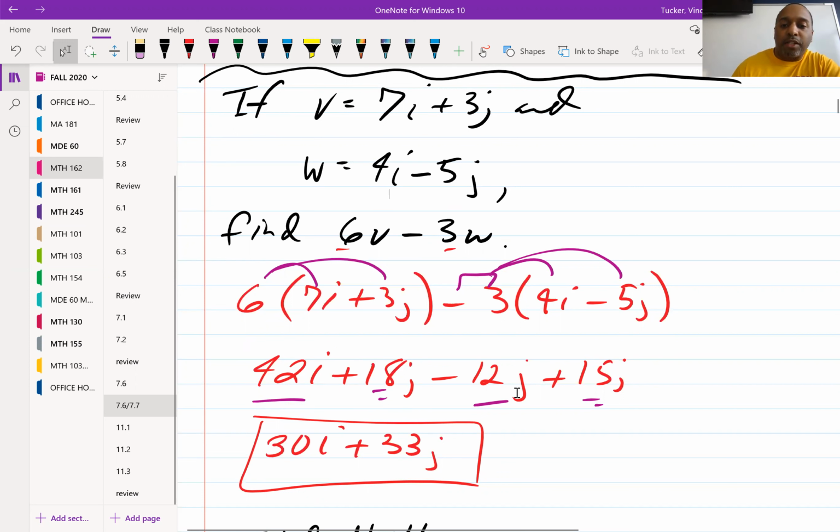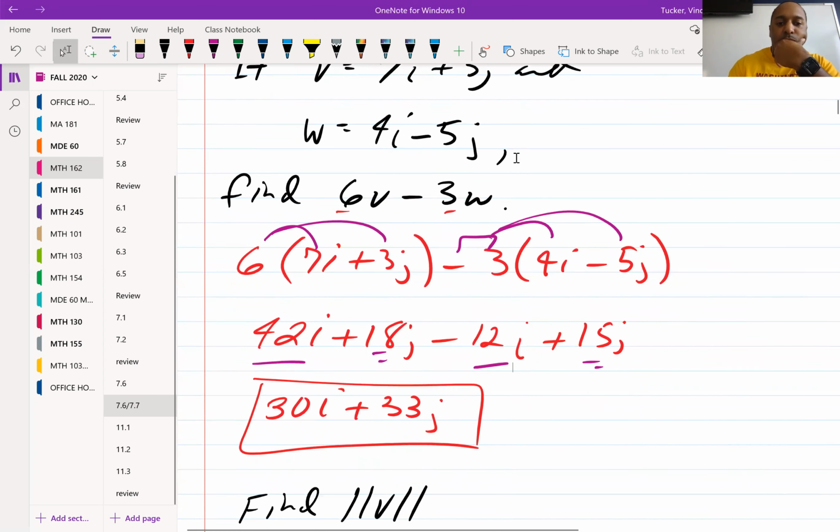So 42i minus 12, and that should be right there. 42i minus 12i gives me 30i. 18j plus 15j will give me 33j. Just combining like terms. Any problems with that?